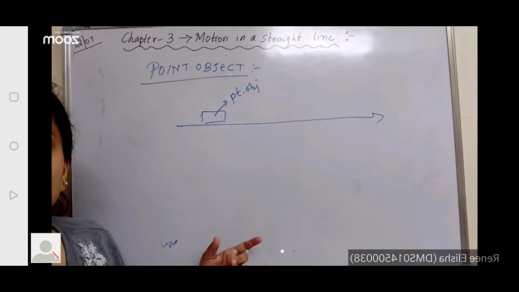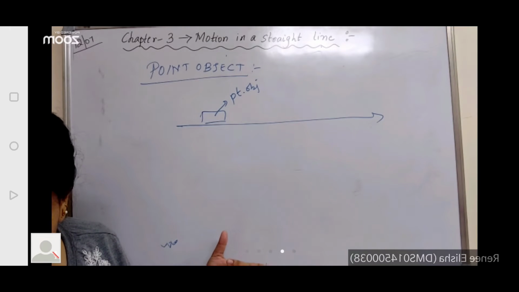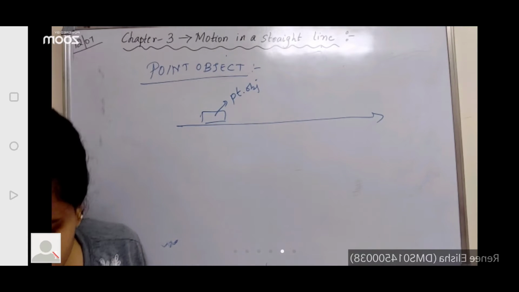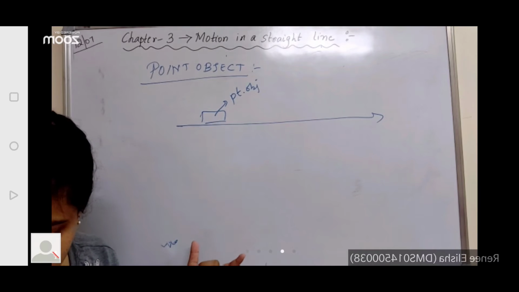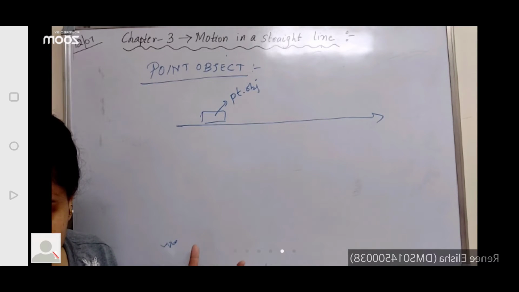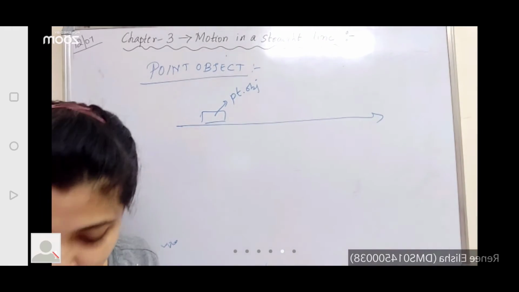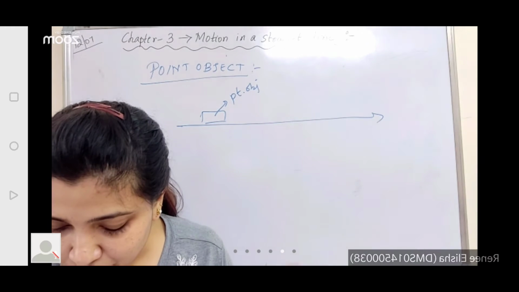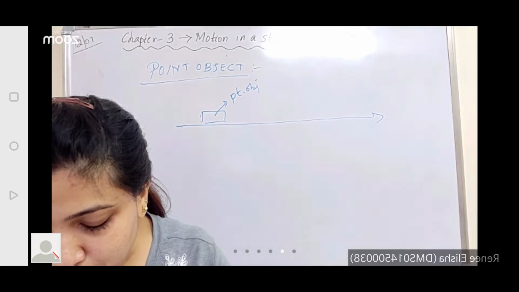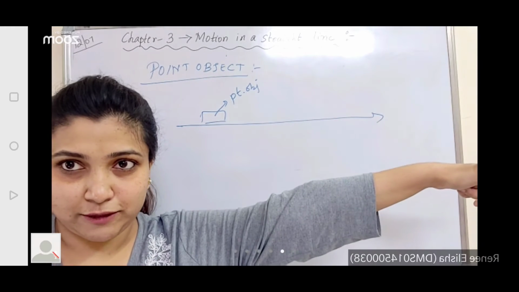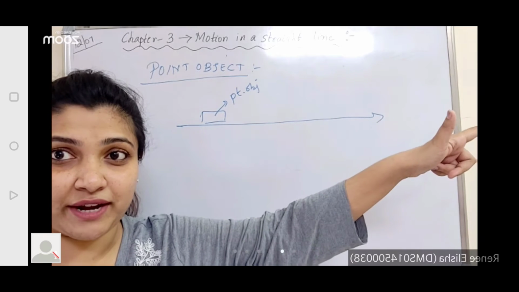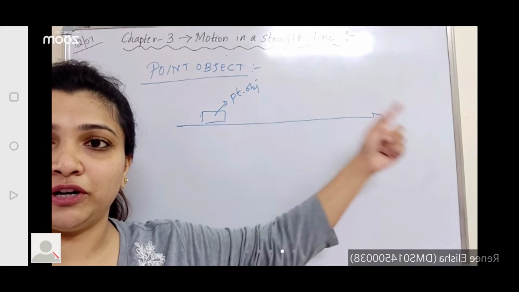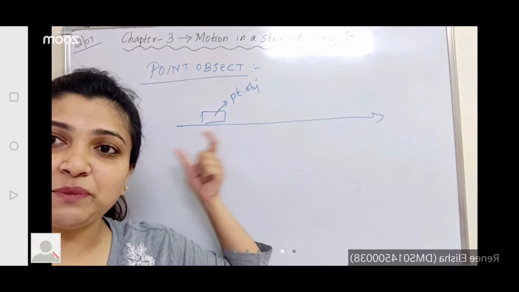So you have an example in your NCERT textbook. Example 1. If you have your NCERT textbook, you can just quickly turn the pages. It says, in which of the following examples can the body be considered approximately as a point object? They have given three examples and asked which is a point object here. The first is a railway carriage moving without jerks between two stations. Is the railway carriage a point object? Can the railway carriage be considered a point object here?